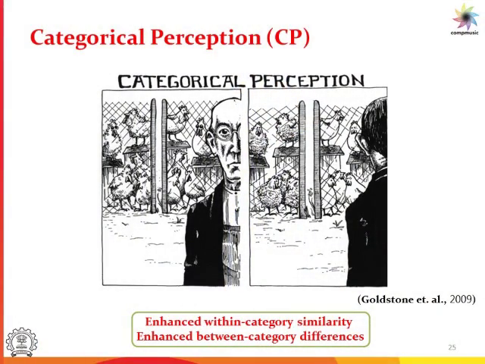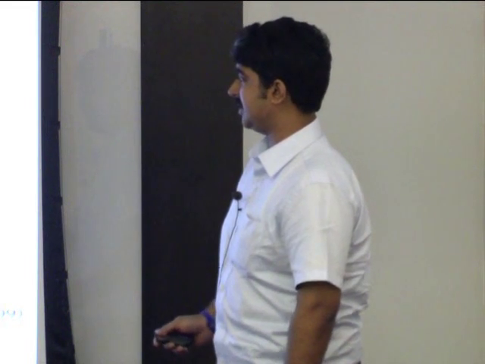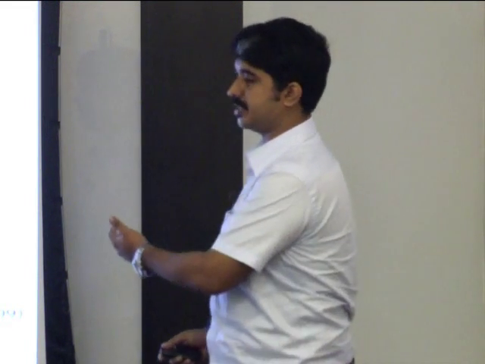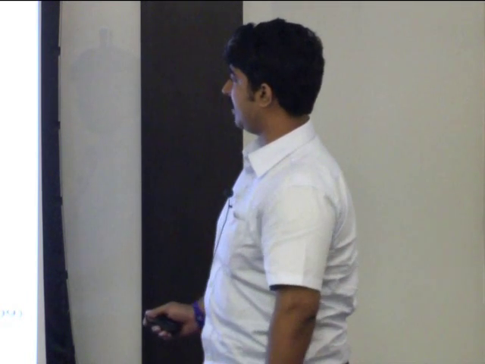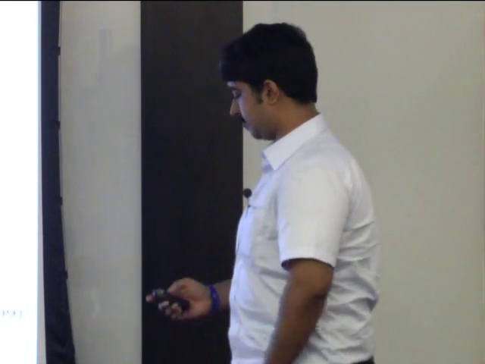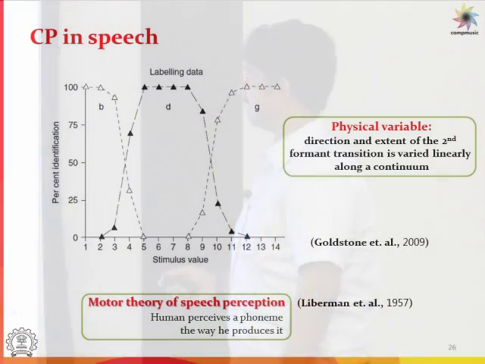So categorical perception essentially means enhanced within-category similarity and enhanced between-category differences. This figure is a famous one. It shows a mixed breed of hens. This is the real world scenario when the observer is not looking at it. But when the observer is looking, he tries to minimize the intra-class distance and maximize the inter-class distance. So this is a very quick analogy, a quick demonstration to show categorical perception, and I'll refer to it as CP from now on.